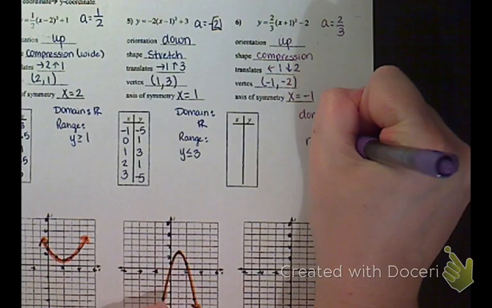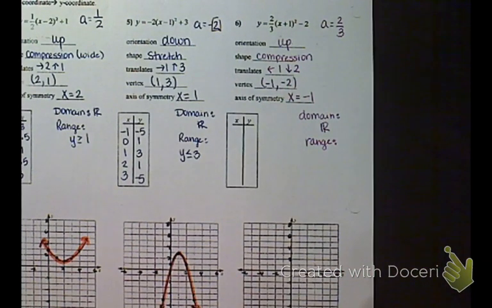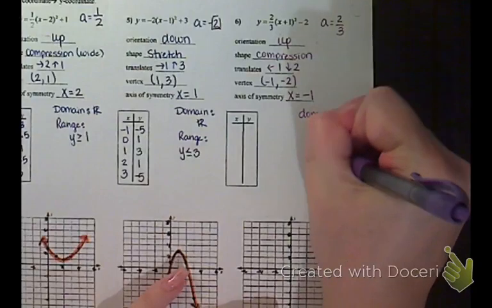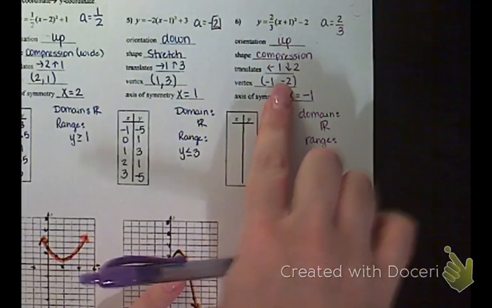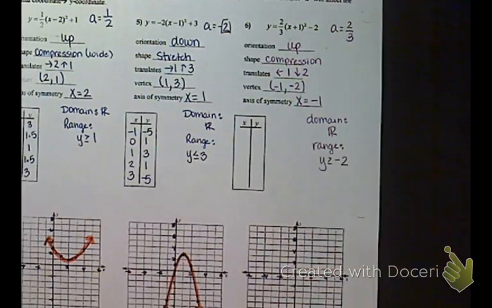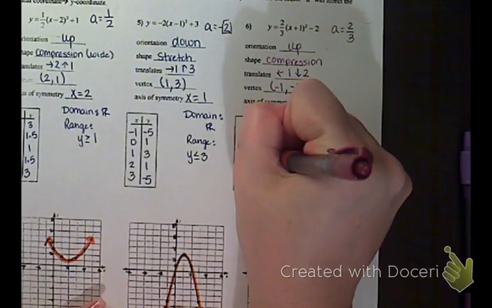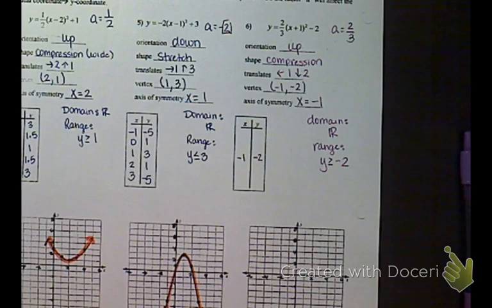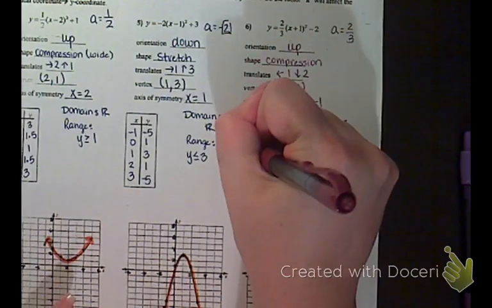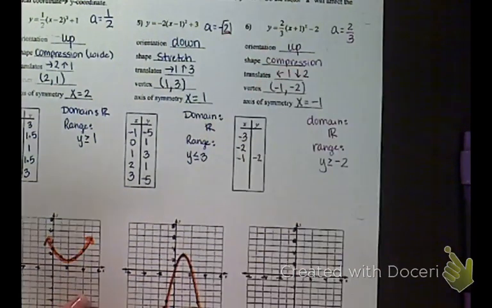Your range. Now, because it faces up, we have a minimum value, so all my values increase. So y is greater than or equal to that lowest point, which is -2. Okay. So, vertex, -1, -2. Two numbers that are smaller than -1 are -2 and -3. Two numbers greater are 0 and 1.